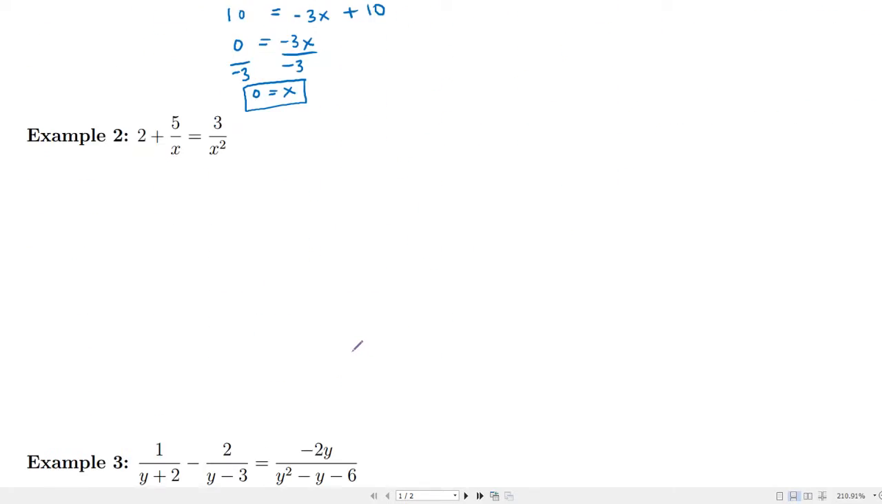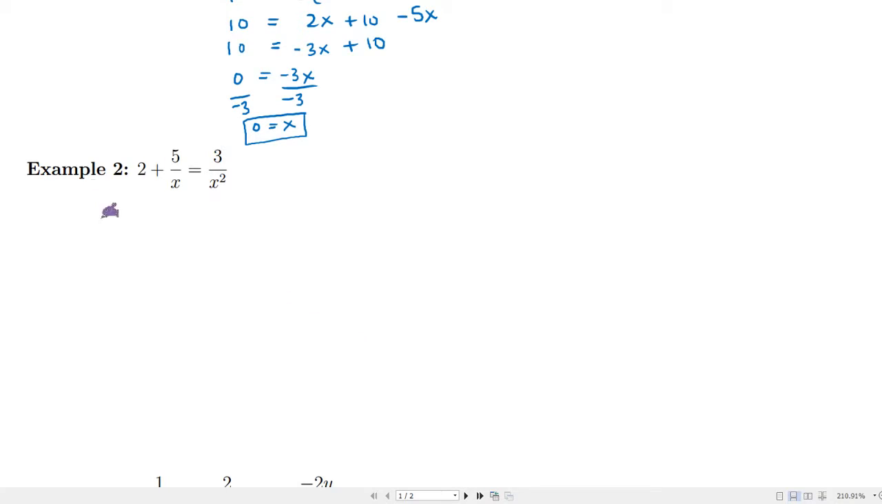Continuing on, so our next example, first factor, everything's already factored, so what is the least common denominator? The 2 is missing a denominator of x and another x, so it's missing an x squared. This is just missing x, and this is already x squared. So it looks like the least common denominator is x squared. So we are going to multiply by that, and we are going to have 2x squared plus 5x squared over x equals 3x squared over x squared.